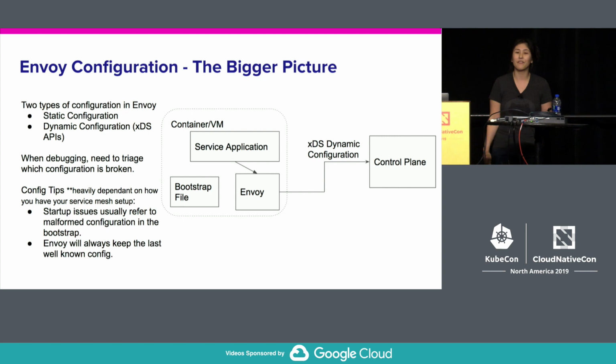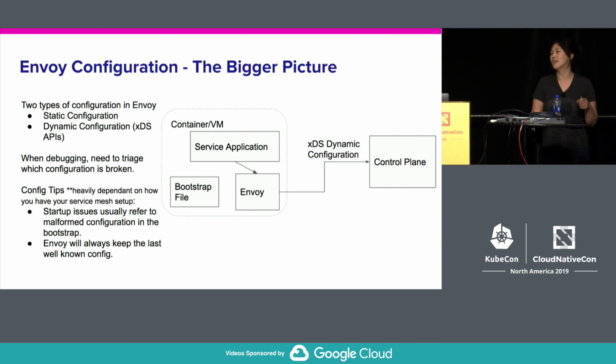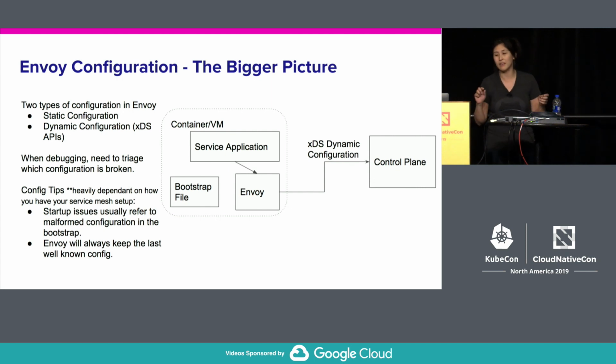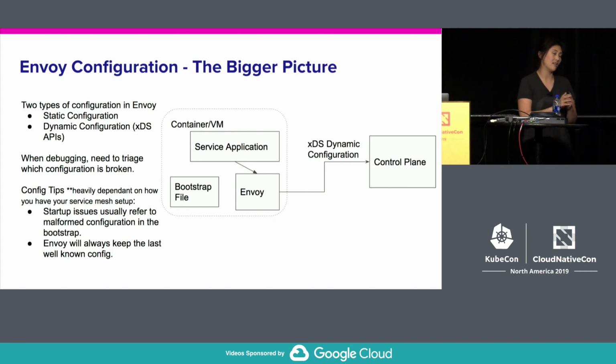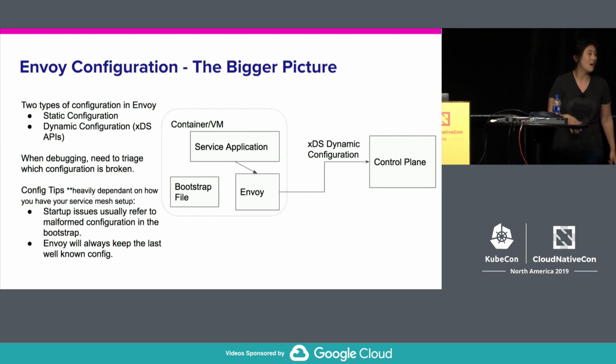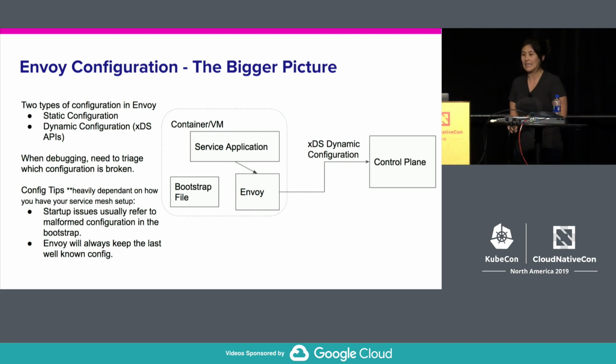And so when you're debugging, you need to figure out what is the main issue. Is it an xDS problem, or is it a problem with my bootstrap file? Some tips I have at a high level is that usually startup issues, especially if they're global, tend to be due to malformed configuration. Envoy will be verbose if there's malformed configuration given to it. However, if there's an issue with your dynamic configuration, Envoy keeps the last known good config. So if you don't have the proper observability in place, you may not notice until Envoy scales up, which is also not a good situation to be in.